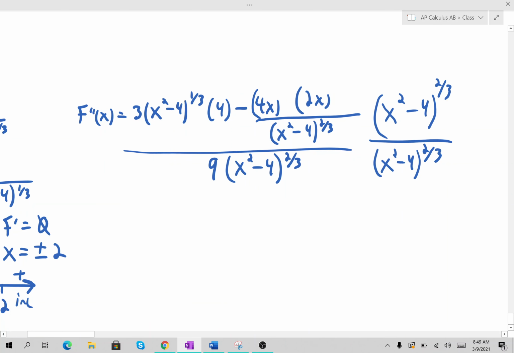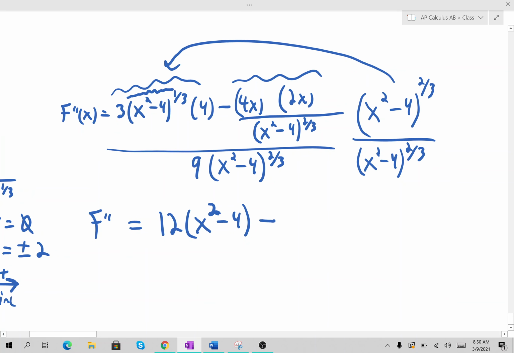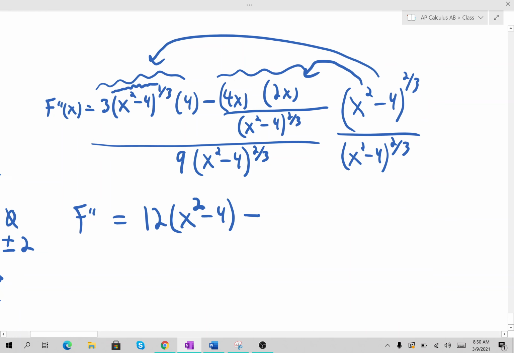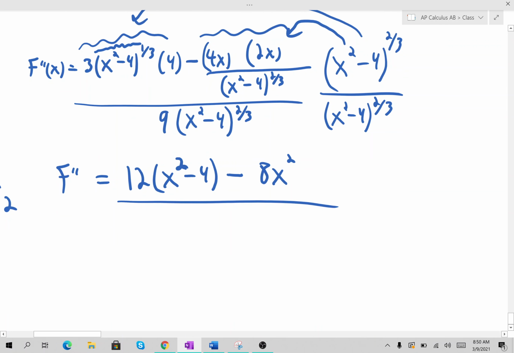Like that. So again, distribute here and here. When you do this to here, x squared minus 4 to the 2/3 times x squared minus 4 to the 1/3 becomes x squared minus 4 to the 3/3. Well, that's just the first power. So the 3 and the 4 make a 12. And then you just have x squared minus 4. So that worked out nicely. Minus, when you multiply to here, it just cancels out the bottom, that denominator. So we're left with 4x and 2x, which is 8x squared. Over, when you multiply it to here, that becomes to the 4/3 power.